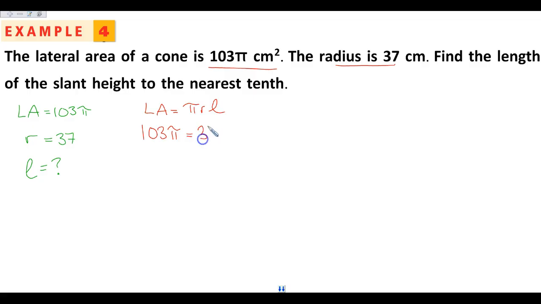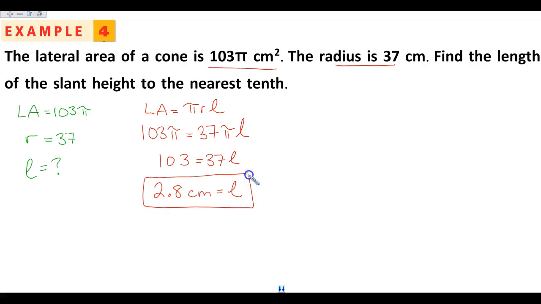And then my radius is 37 times pi times my slant height, which is what we're looking for. So I'm going to start off by dividing both sides by pi, because then they go away. So I'm going to get 103 is equal to 37L. All right, divide both sides by 37. So when I do this to the nearest tenth, I'm going to get 2.8, and that is centimeters for my slant height. Remember, this is a length, so it's just centimeters.